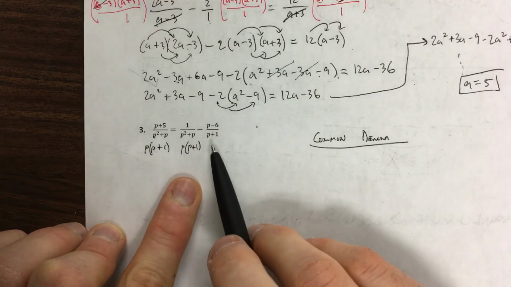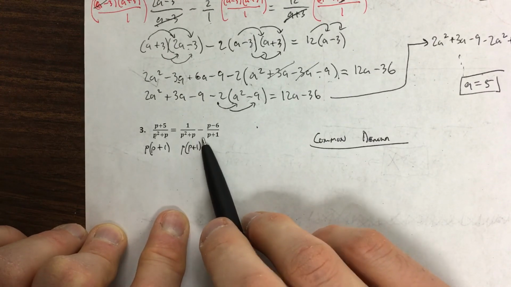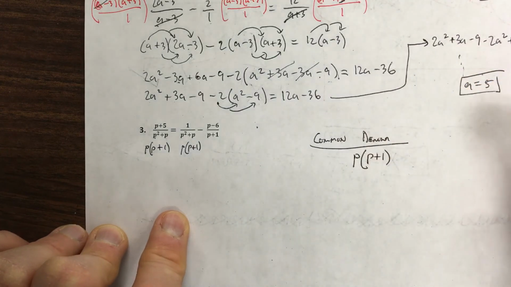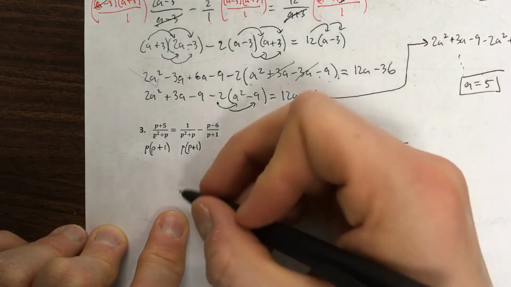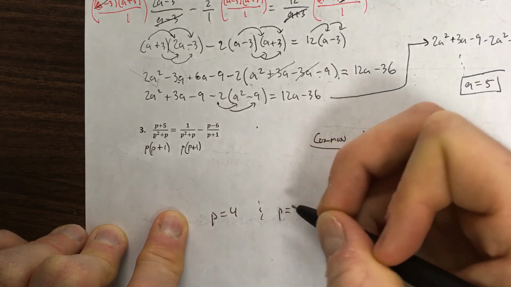So ultimately our common denominator is p plus 1. If I give this one a p, then I'm good. So our common denominator would be p times p plus 1. And I'm just going to push you in the right direction. If you solve this equation, you'll get p equals 4 and p equals 1.